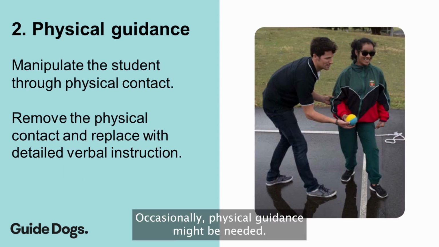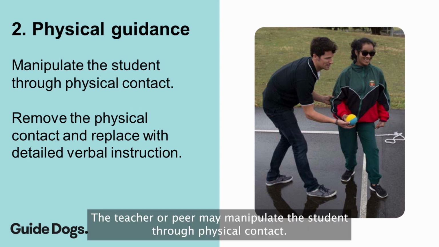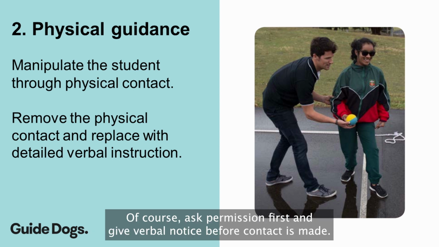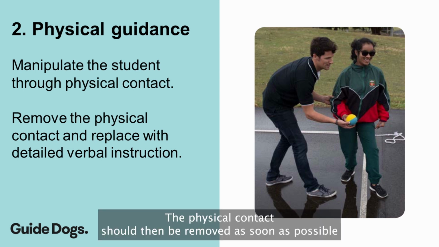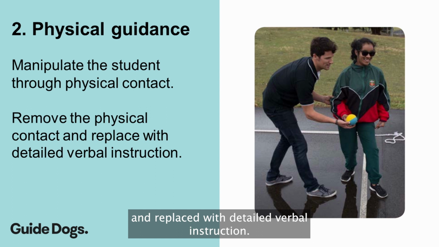Physical guidance. Occasionally, physical guidance might be needed. The teacher or peer manipulate the student through physical contact. Of course, ask permission first and give verbal notice before contact is made. The physical contact should then be removed as soon as possible and replaced with detailed verbal instruction.